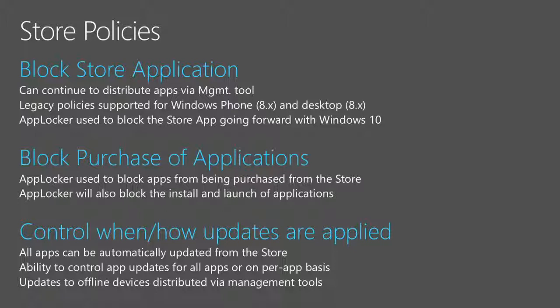One of the important things to note if you're using Windows Phone 8.x or Desktop 8.x is that we'll support the legacy policies in Windows 10 to actually block the store application. Going forward, however, with Windows 10, what we're recommending is the store app can also be blocked by AppLocker itself. So if you set your AppLocker policy, if you're just new to Windows 10, you'll be able to block the store app both on the phone and desktop devices.